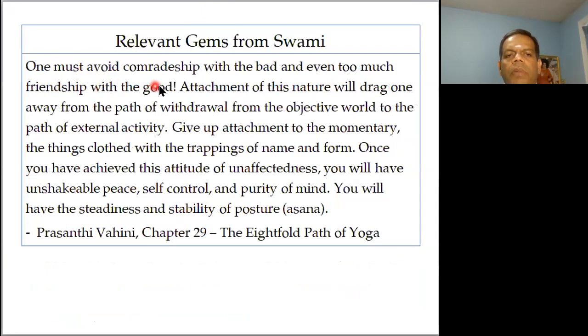One must avoid comradeship with the bad and even too much friendship with the good. Attachment of this nature will drag one away from the path of withdrawal from the objective world to the path of external activity. Give up attachment to the momentary, the things clothed with the trappings of name and form. Once you have achieved this attitude of unaffectedness, you will have unshakable peace, self-control, the purity of mind. You will have the steadiness and stability of posture, asana.